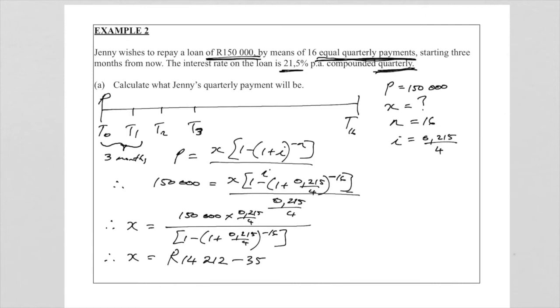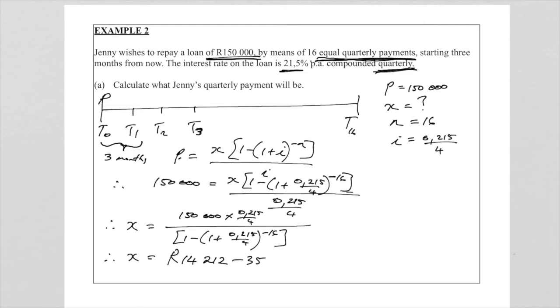So what does this answer mean? This means that if Jenny wants to make only 16 quarterly payments to pay back a loan of 150,000 at an interest rate of 21.5% compounded quarterly, she's supposed to pay every quarter 14,212 rand and 35 cents to achieve her goal. In our next example, you can already expect what we're going to do there, because in the first one we worked out the present value. This one, we calculated X, the quarterly payment. And now in the next one we're going to solve for n.